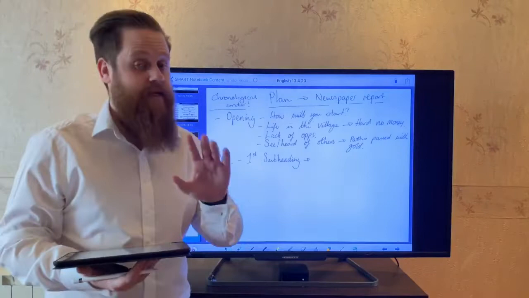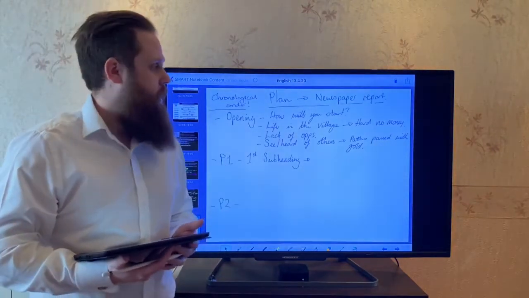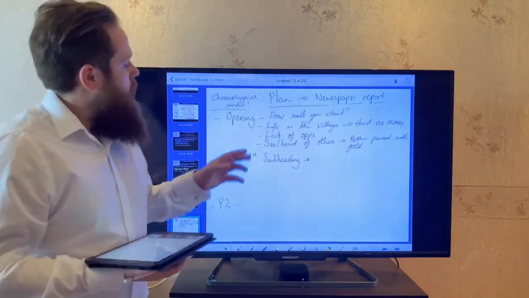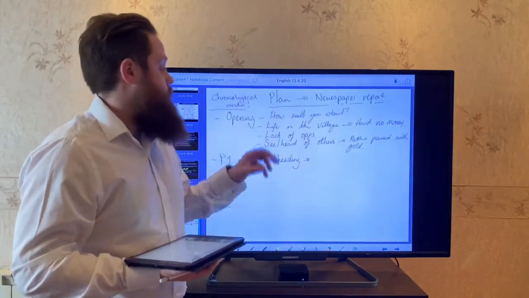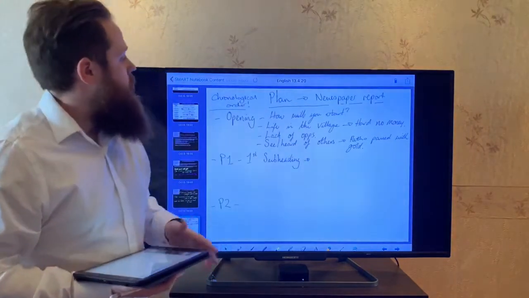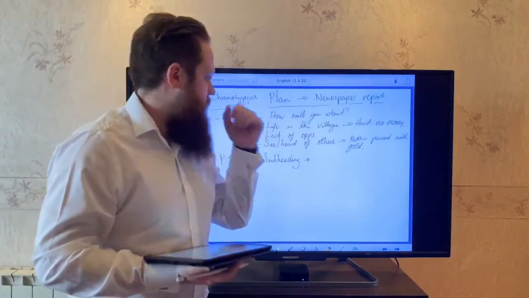Now your plan, or what you will be planning today, is a newspaper report. Something that you'll be writing tomorrow. You're just doing the plan today. Now, this is what my report is starting to look like. It should be in chronological order, remember. So start at the very beginning and move your way through, okay? So I've got chronological order, plan, newspaper report.